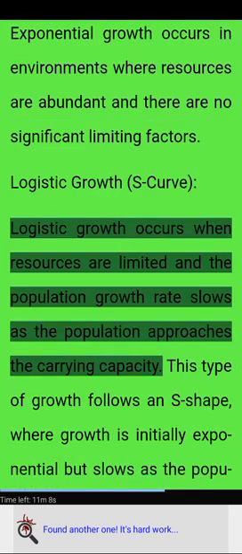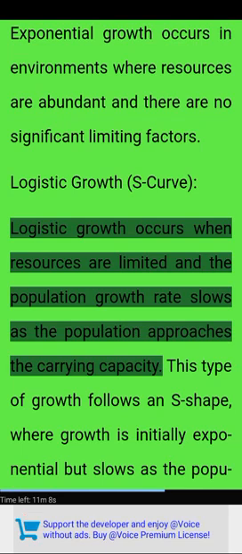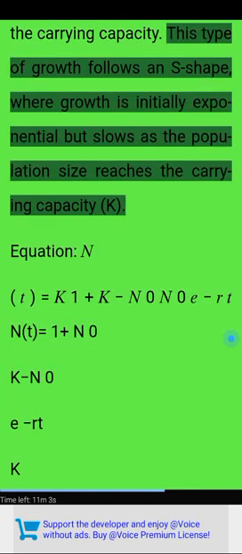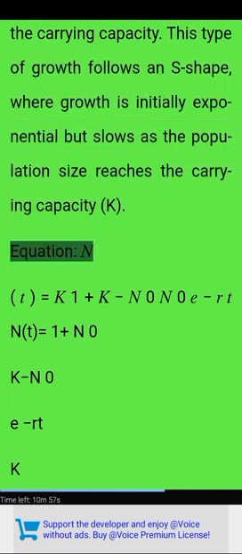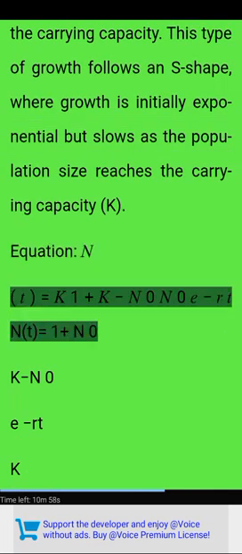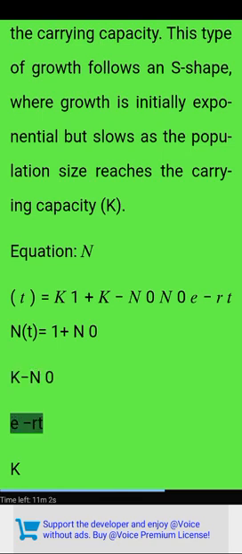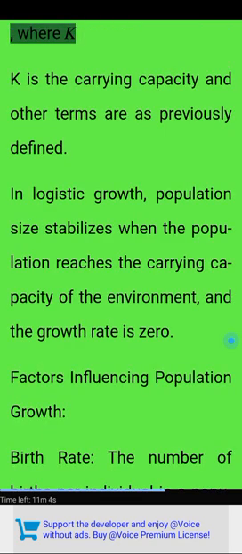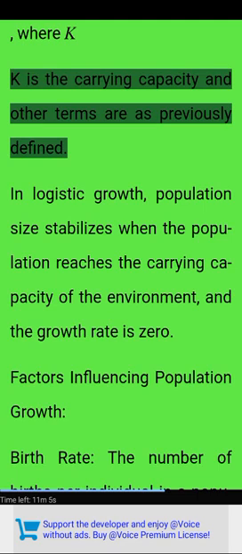Logistic growth, S-curve. Logistic growth occurs when resources are limited and the population growth rate slows as the population approaches its carrying capacity. This type of growth follows an S-shape, where growth is initially exponential but slows as the population size reaches the carrying capacity K. Equation: Nt equals K divided by 1 plus ((K minus N0) divided by N0) times e^(-rt), where K is the carrying capacity and the other terms are as previously defined.